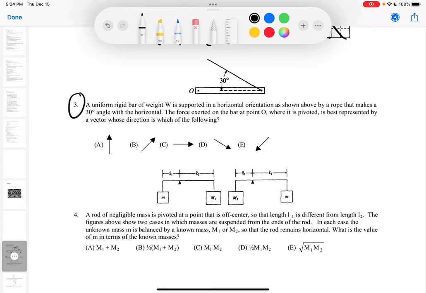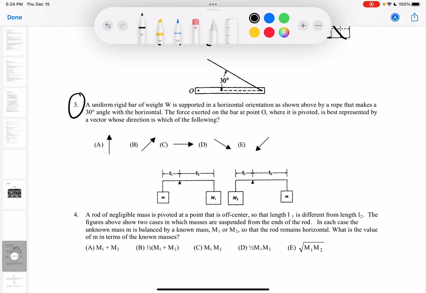Hello, let's look at number 3. A uniform rigid bar of weight W is supported in a horizontal orientation as shown above by a rope that makes a 30-degree angle with the horizontal. The force exerted on the bar at point O, where it is pivoted, is best represented by a vector whose direction is in which of the following directions.